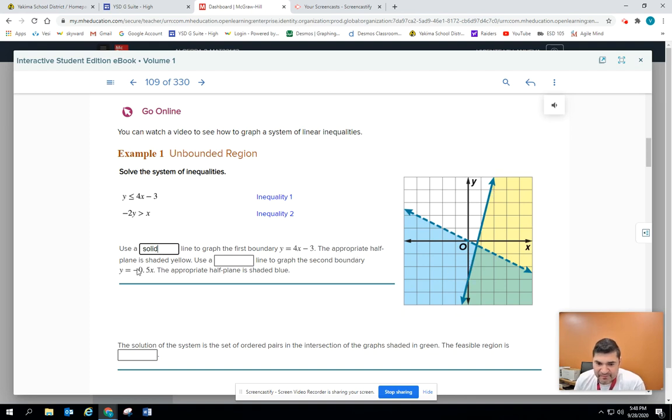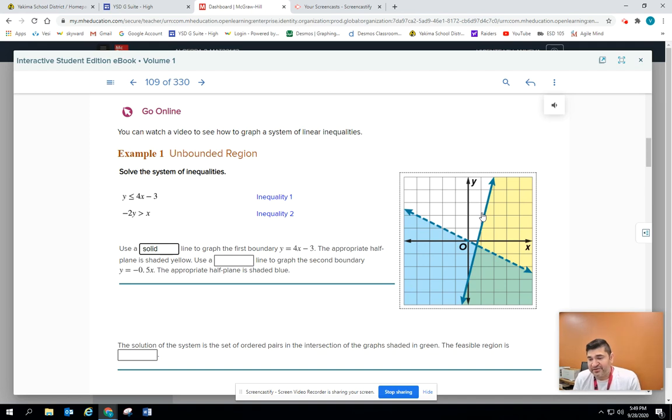Okay, the appropriate half plane is shaded yellow. So because this right here says less than or equal to, we're going to shade the less part. Now, how do you determine what is less? Here is our line, and it's saying that this whole side right here, I know this is green, but it's supposed to be all yellow, and then when we cover it with blue, it'll be green. But right now, all this is yellow. How do we determine which side is less?